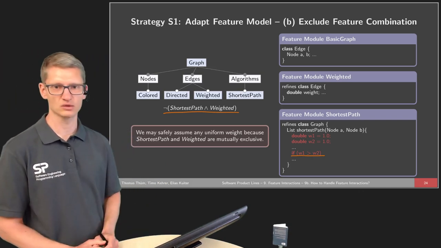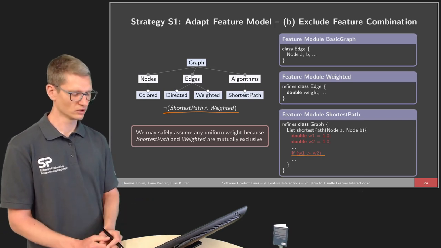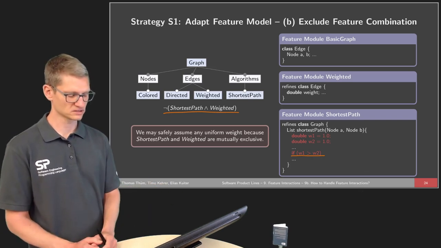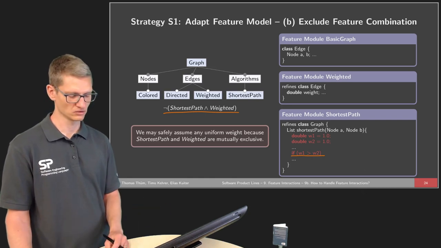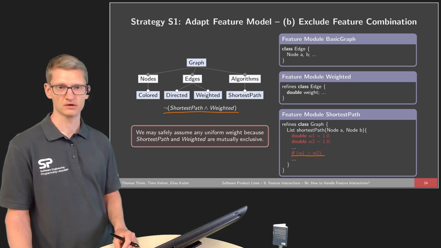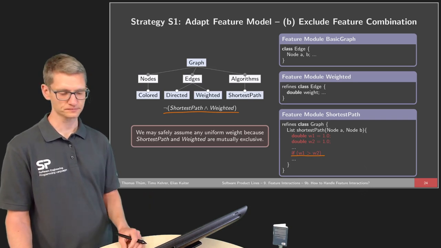We assume that the weights of the edges are 1, and then we collect and compare those weights, which in this case are only assumed to be 1, because no weights are available for unweighted graphs.